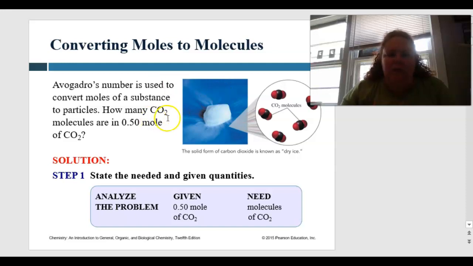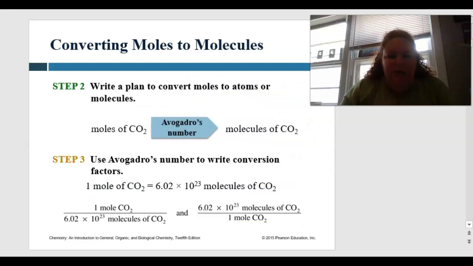So how many CO2 or carbon dioxide molecules are in 0.5 or half a mole of carbon dioxide? So what are we going to do? We're going to set it up and state the needed and given quantities. So what are we given? 0.5 moles of CO2. And what do we need? The molecules of CO2. So we're going to write a plan to convert the moles into those molecules.